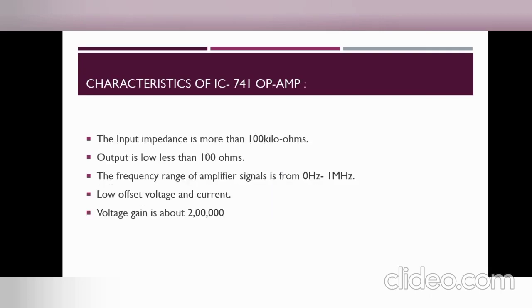And then the characteristics of the IC741 op-amp. The input impedance is more than 100 kilo ohms. Output impedance is low. The frequency range of amplifier signal is from 0 Hz to 1 MHz. Low offset voltage and current. Voltage gain is about 2 lakhs.